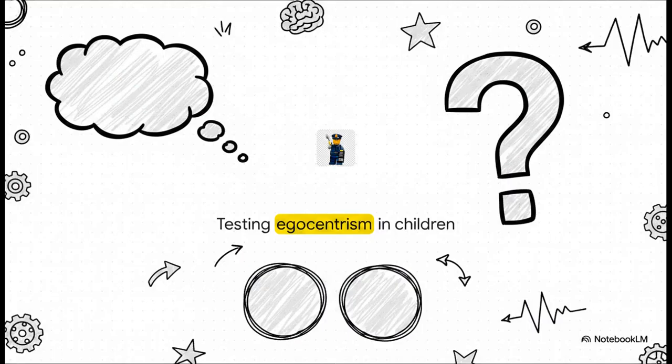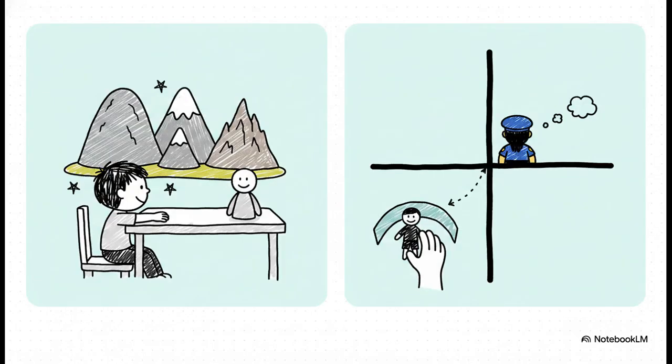So, how do psychologists actually test for this? Well, this leads us to 2 super famous contrasting studies that you will definitely want to remember. On one hand, we have Piaget and Inhelder's classic 3 mountains task. Kids had to guess what a doll saw from the other side of a mountain model, and they completely failed. This heavily supported Piaget's theory of egocentrism.